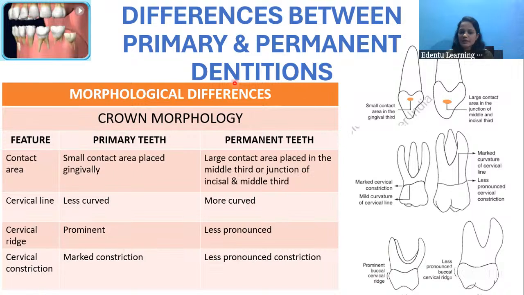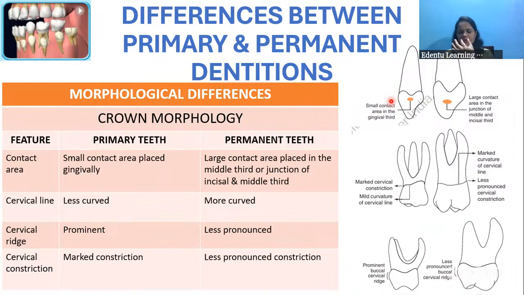Now coming to the next crown morphology feature, the contact area. That's very important. Usually in primary dentition, in around 75% of children, something called physiological spacing is seen between the teeth. Physiological spacing means no teeth are contacting each other; there will be space between each tooth. This is a compensatory mechanism to prevent crowding in the future permanent dentition. This is seen in around 75% of the population.